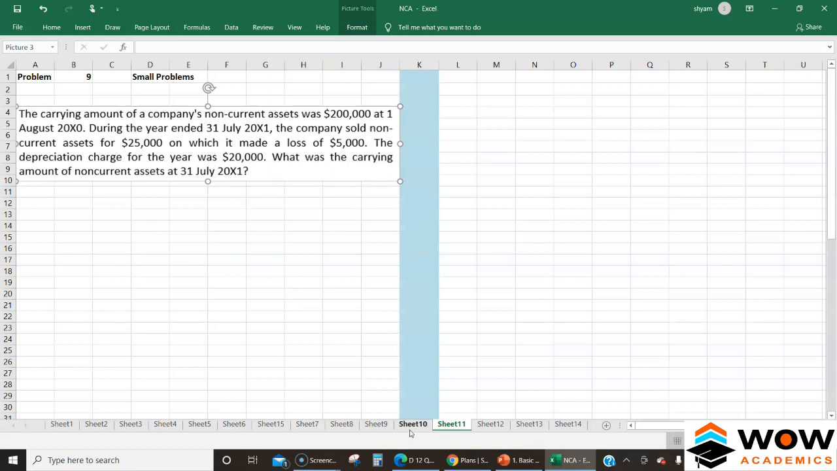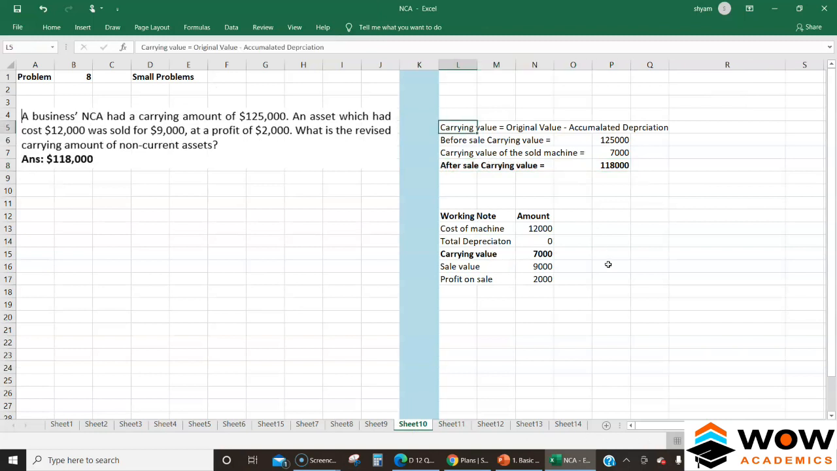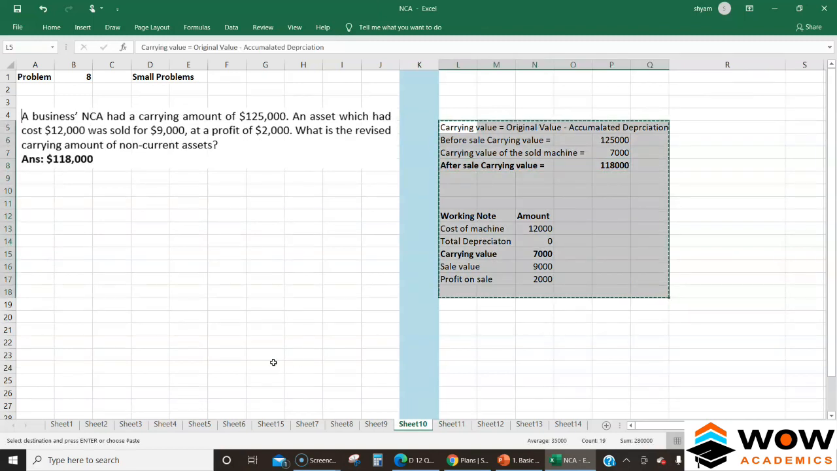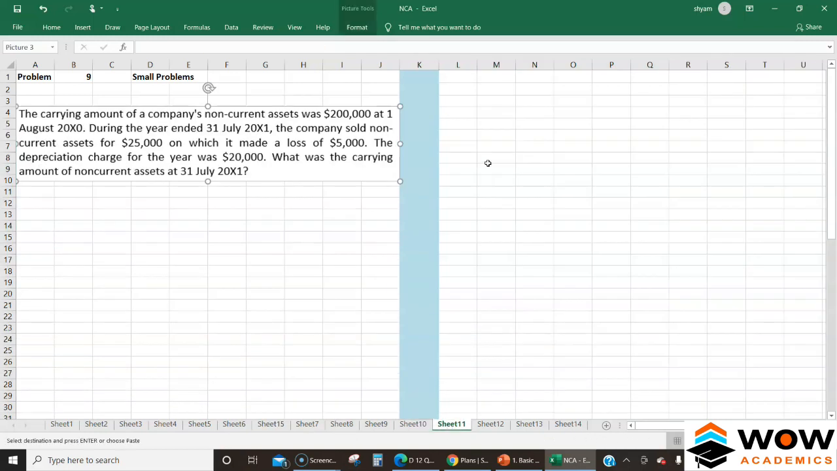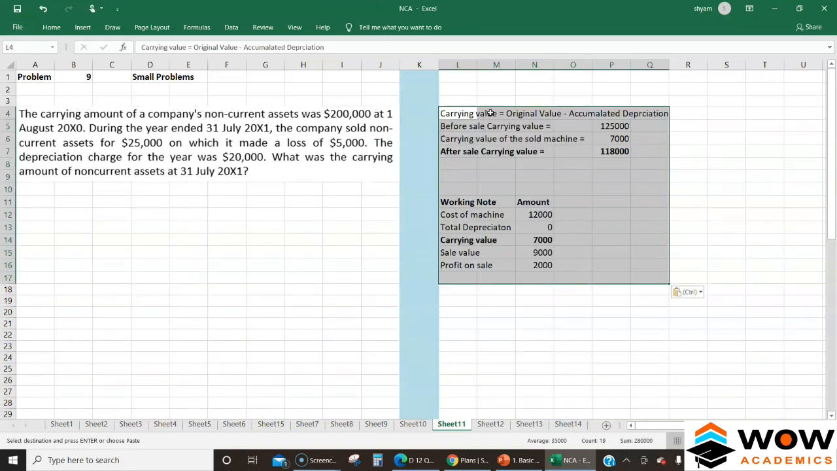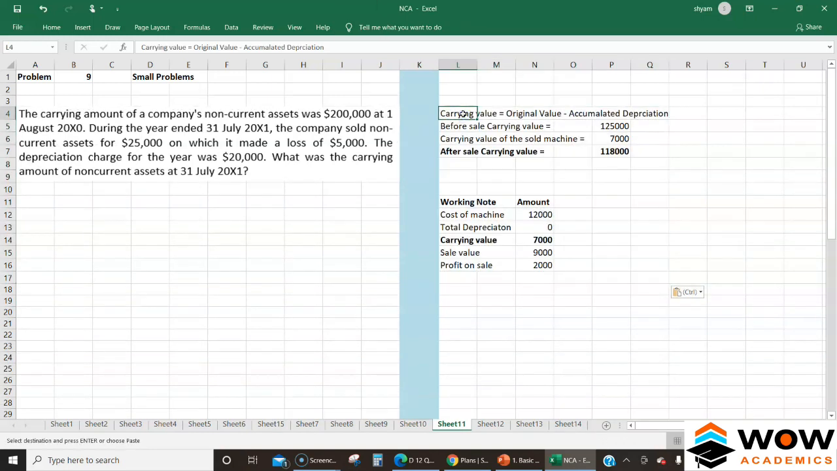Okay, so he's asking the closing value of the asset. I think it's very similar to what we did here. So we'll copy that and we'll see what the answer would be. Let's insert the numbers. The carrying amount of a company's non-current asset was 2 lakhs at 1st July. So that's the opening date.